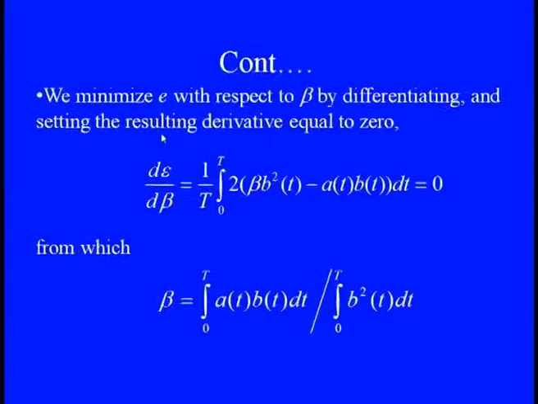So, we can say this constant, beta, is nothing but equal to the integration from 0 to capital T of A of t into B of t dt, divided by the integration of B square of t dt over the entire time period.